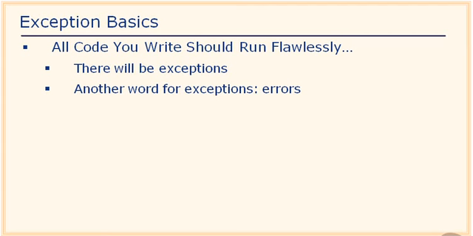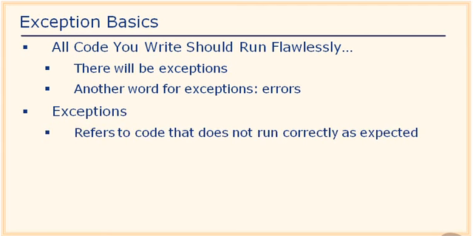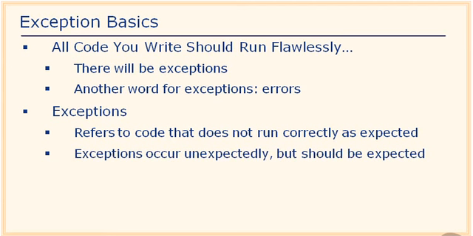Now errors can take place in a number of different forms. You let your logic get out of whack and things exceed limits. You try to open files that for some reason won't open, or they've been moved. All kinds of things can cause errors. When we're talking about exceptions, we are referring to code that does not run as expected. It's an exception to the rule of properly running code. Exceptions occur unexpectedly. That's why they're exceptions. But we should expect them.